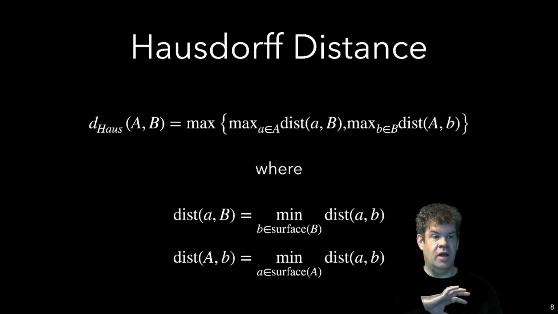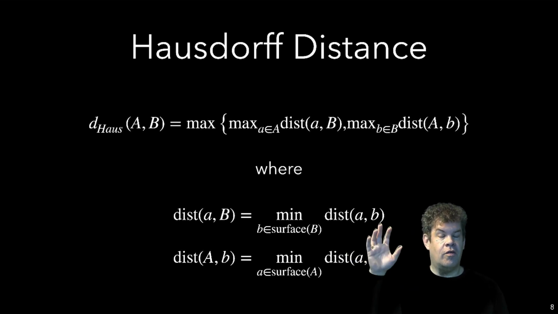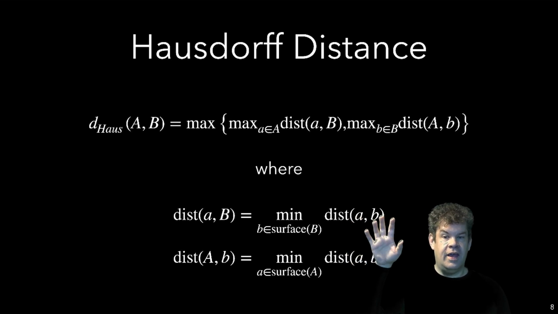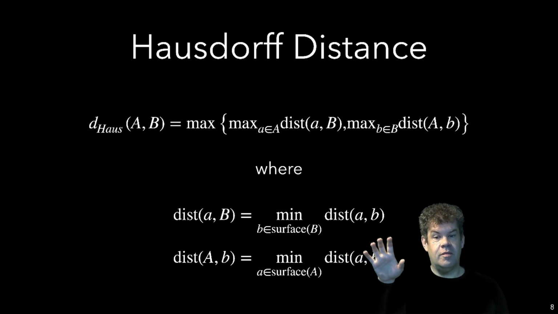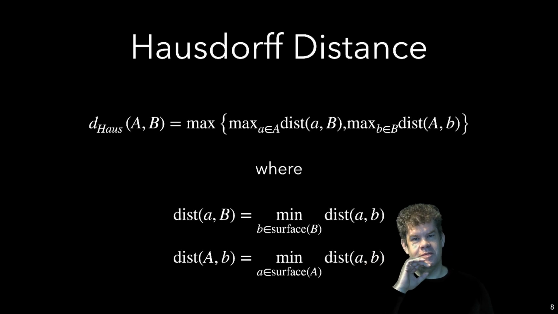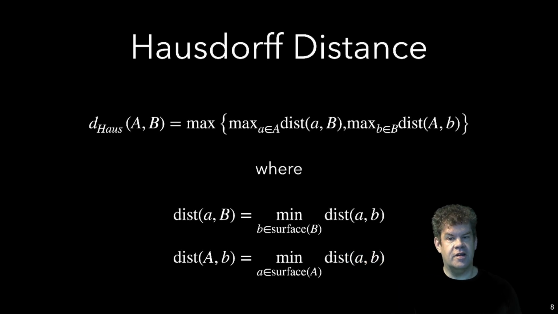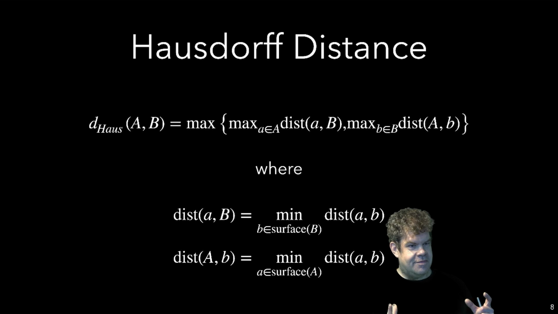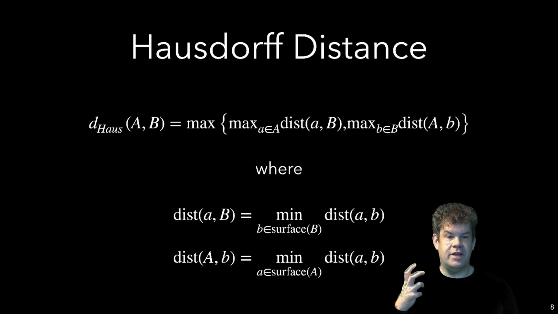Those are the surfaces. So A and B are the sets of points on a surface, and it's simply defined as the maximum over the distance and some other maximum over another distance, whereas each of those distances is the minimum over a distance. Okay, so now that doesn't look intuitive at all, and frankly I haven't explained what these distances are, but you'll see in a few minutes that this is actually a relatively intuitive metric.